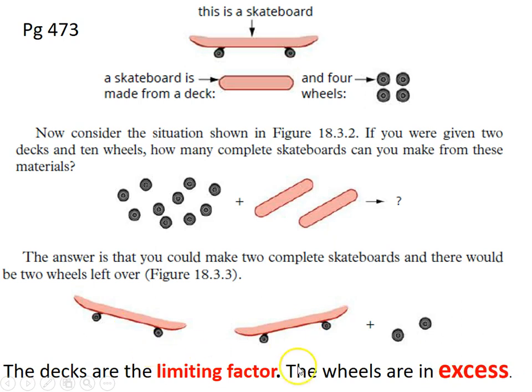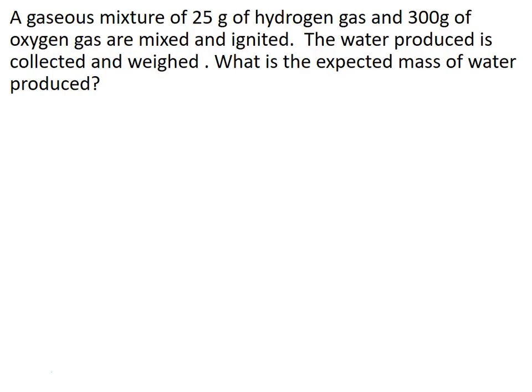So these are the products. In order to work out how many products you're going to make, you need to work out which one of these is limiting. So it's the decks that are limiting, not the wheels.